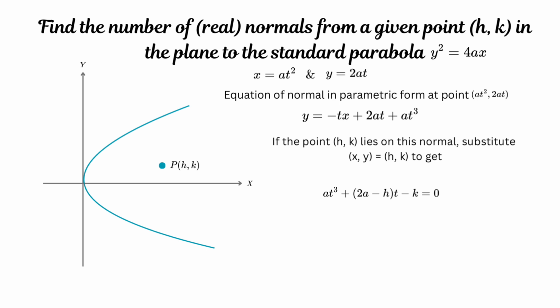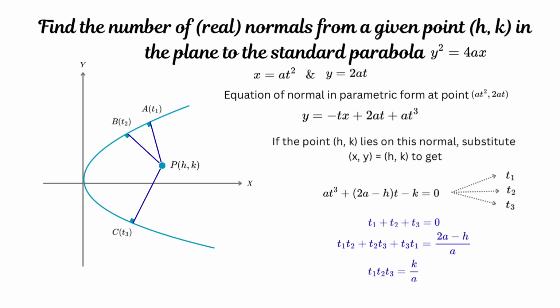Now, the equation we obtained is cubic in t, which means that from any point in the plane, at most three normals can be drawn to the parabola. Let's denote its roots by t1, t2, t3. Each root corresponds to a point on the parabola where one of these normals touches. From the theory of equations, we know that for the cubic the following relations hold.